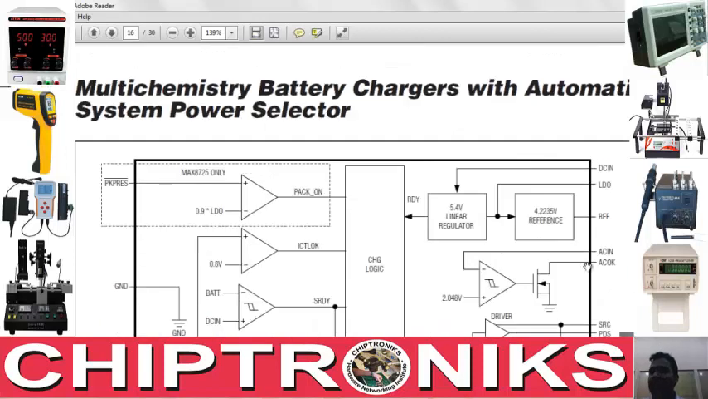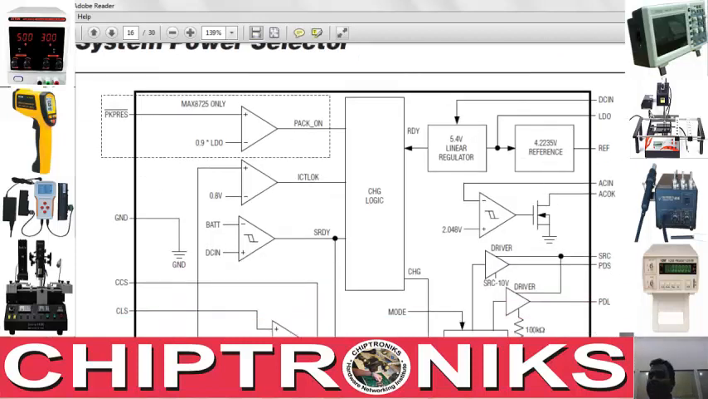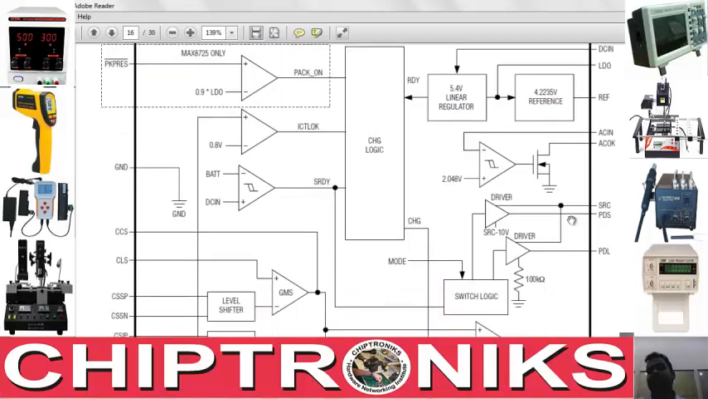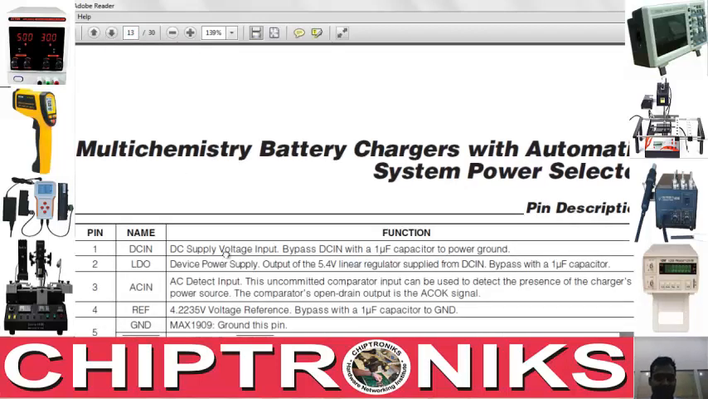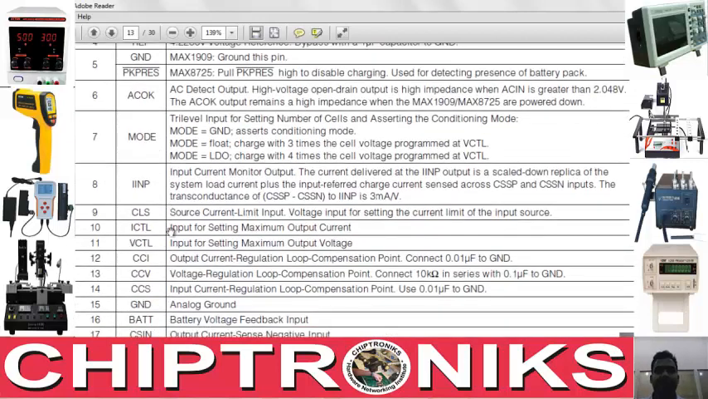Okay, so we have discussed DC in, it generates LDO. When DC in comes, it generates LDO. AC in, AC OK. If AC in is coming, AC OK is coming. And we have studied what PKPRES is. We'll go back to page number 13. AC OK we have understood. IINP, mode, it determines the mode, right? Mode means it will basically be setting the number of cells and asserting the conditioning mode.